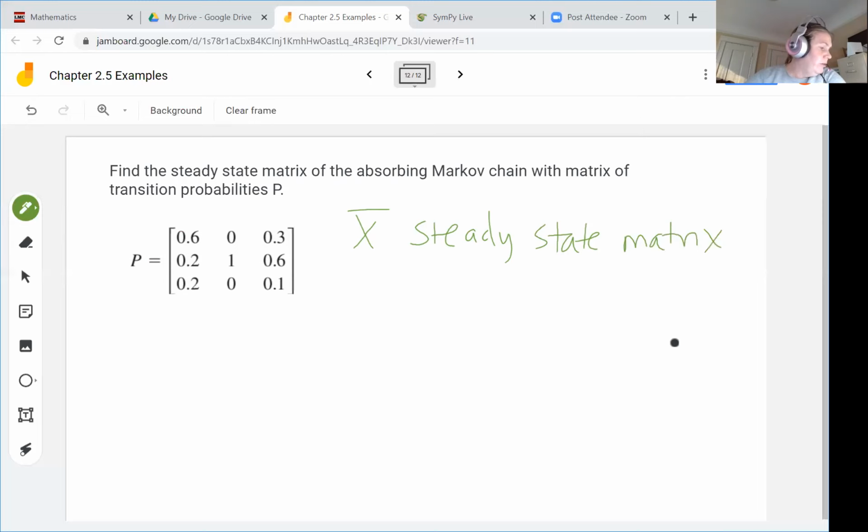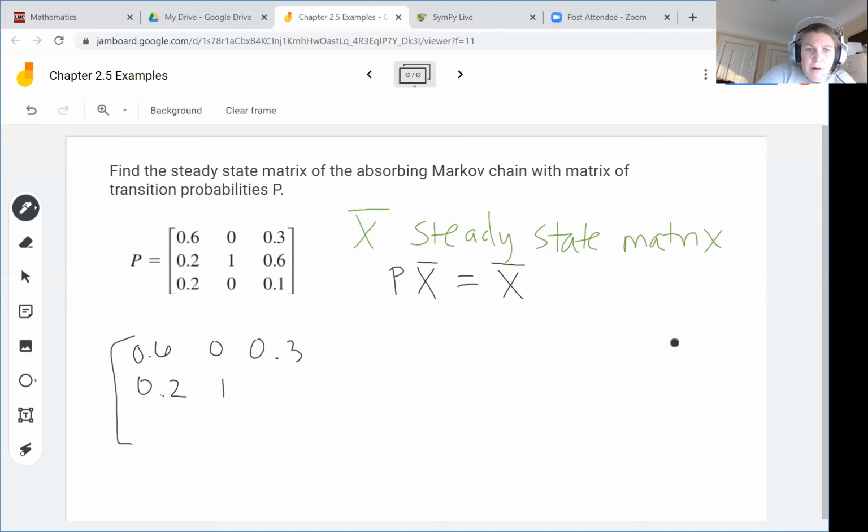And we are going to be finding matrix X bar such that our transition matrix P multiplied by X bar gives us back X bar. Or in other words, we can say, 0.6, 0.3. So just recopying matrix P here.